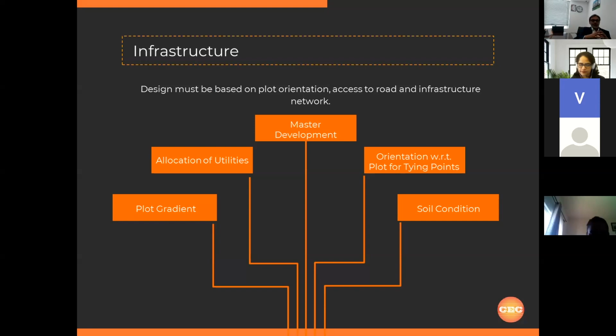Orientation we discussed, and soil condition, very important. How the structure will be there based on soil condition. Again, percolation of rainwater will come into the picture. So these are the basic parameters on which the whole designing of structure as well as MEP is governed.